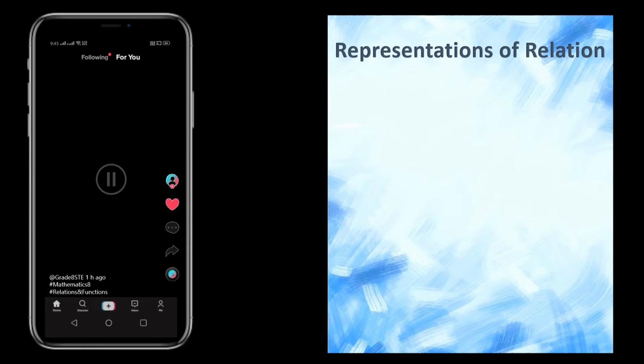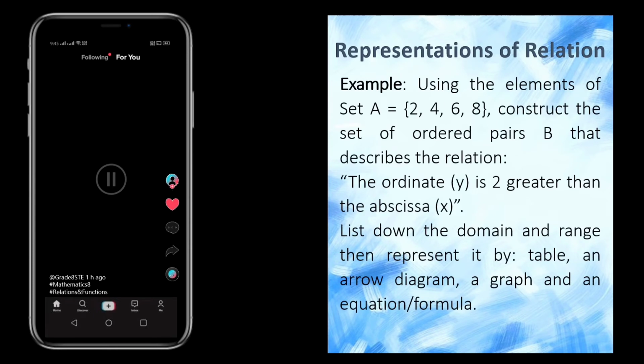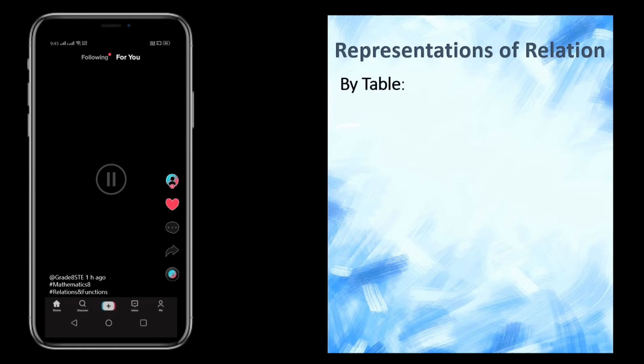Let us have another example. Using set A, 2, 4, 6, 8, make your set B that describes the relation the ordinate or y is 2 greater than the abscissa or x. So sabi dyan, no, gawa tayo ng set B or y natin, pero dapat mas malaki siya ng dalawa kesa sa set A, which is our x. Then, list down the domain and range and represent it using the previous representations that we have learned. Start tayo sa table.